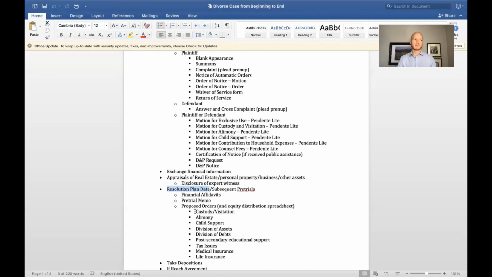They may reach out to third parties. They can reach out to the school, pediatrician, therapists, things like that, to try to get a full understanding of the situation. Generally speaking, they're not going to reach out to third parties during a mediation, but they can, to try to help folks reach an agreement.